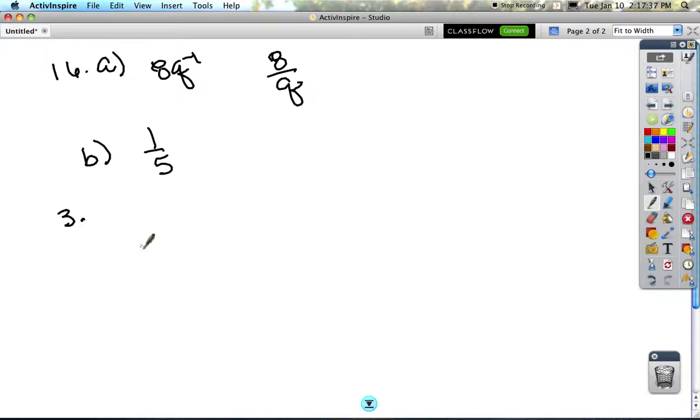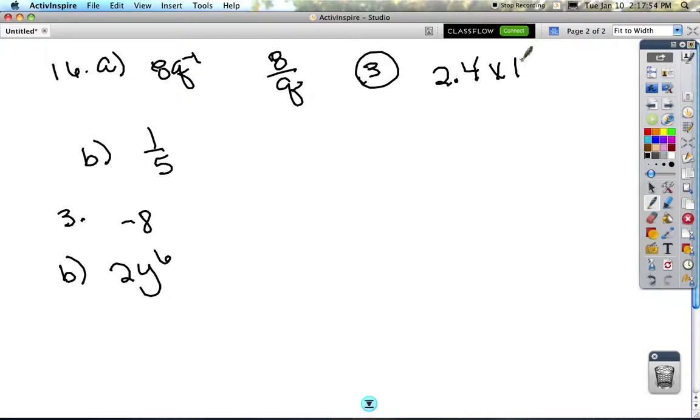All right, number 3, your answer is -8. 3b is 2y to the 6th. And then we eliminated the 23 at the top of the last page because it was a duplicate. Number 3 is 2.4 times 10 to the 8.